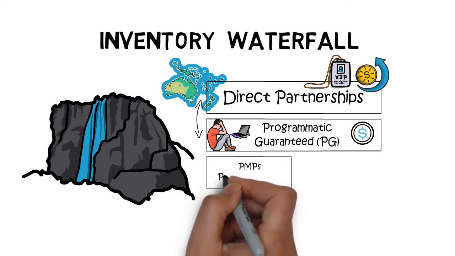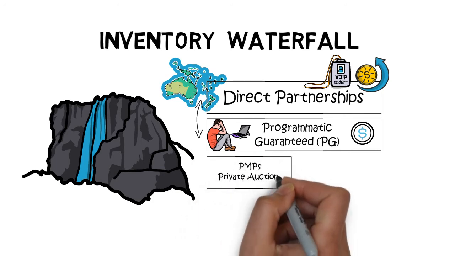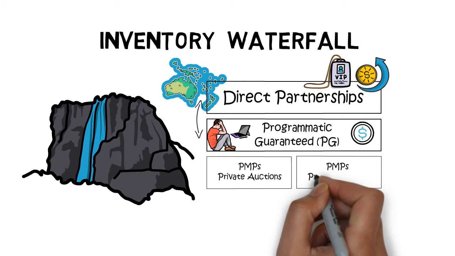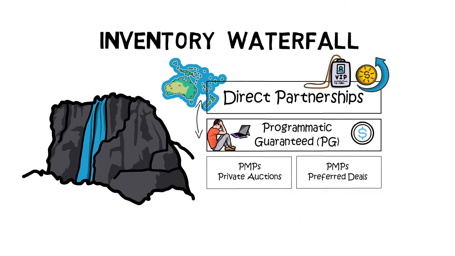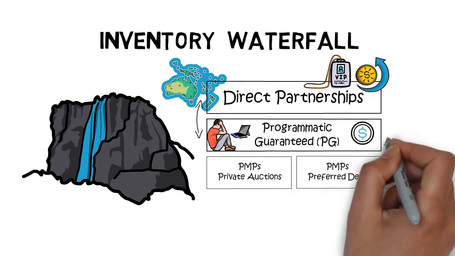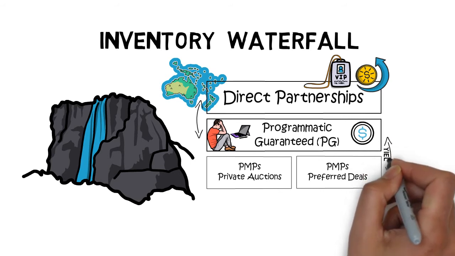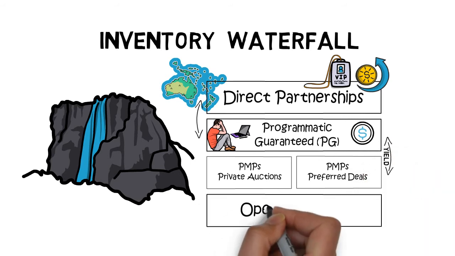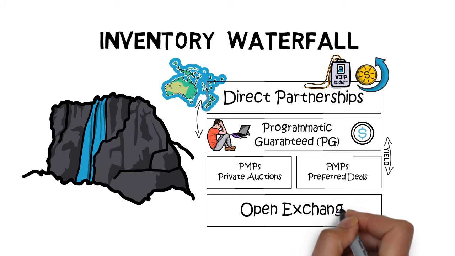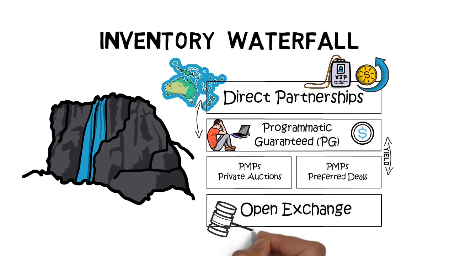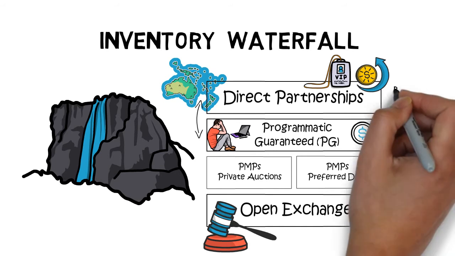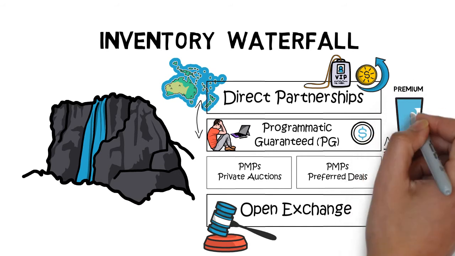The following level is the PMPs. I would probably argue that sometimes PMPs and PGs have the same priority rank on the publisher's end, depending on which makes the higher yield. Lastly, open exchange. Whatever is left over from the different deals will be available on open exchange, and the rate is usually cheaper.